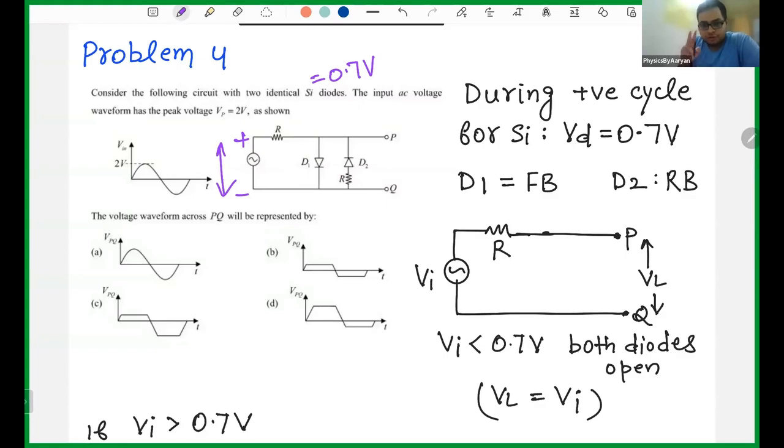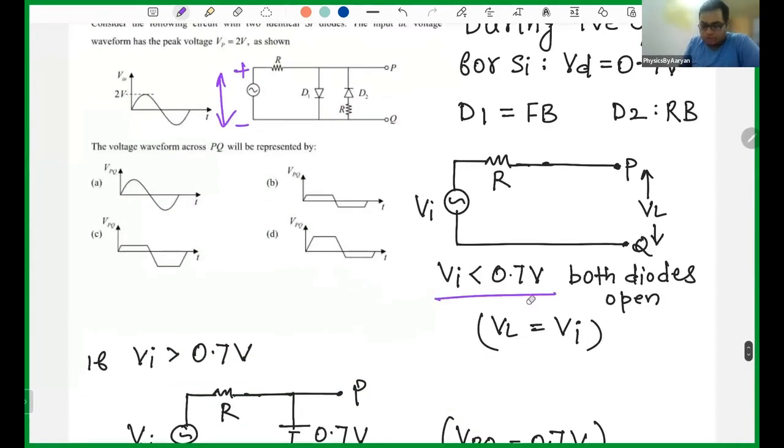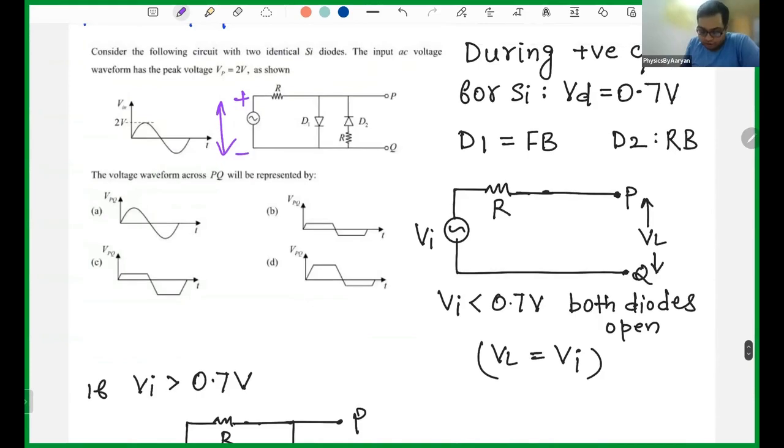So let's divide. Initially we are coming up with the positive cycle. In the positive cycle also we have two cases. One is that your input voltage is less than 0.7 volt. D2 was already reverse biased, so let's ignore it. Now, if the voltage is less than 0.7 volt, D1 will also be reverse biased. So no current will flow from here as well.